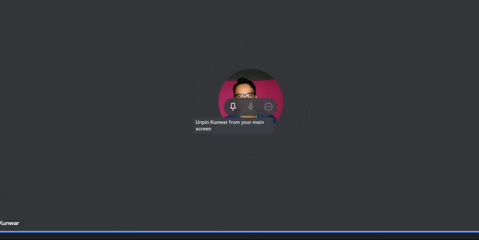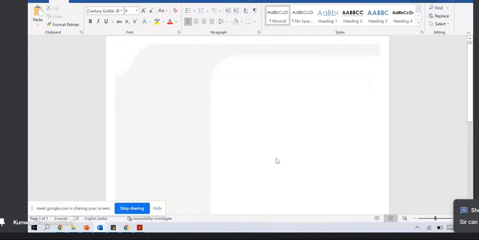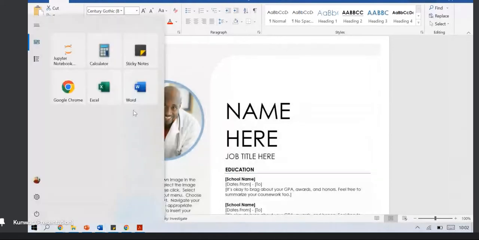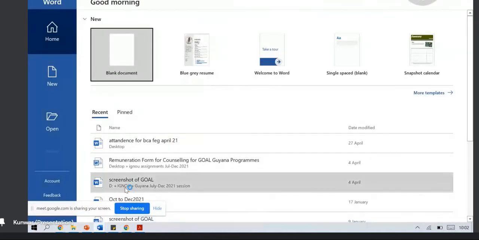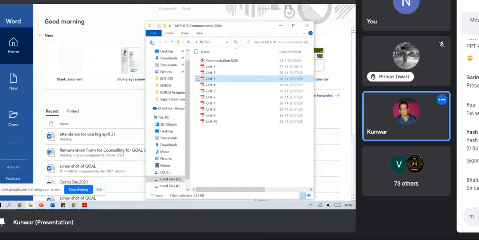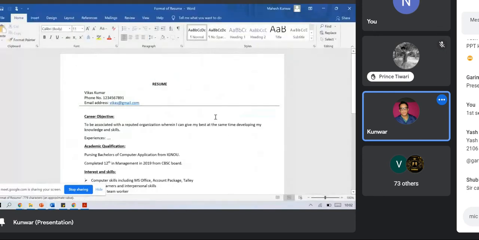You can start by writing your name first. After that, you have to write your contact number. What is your contact number and email address? Your name, phone number, and email address. Okay. This is one of the formats of resume writing.